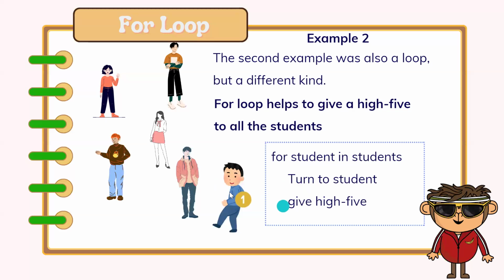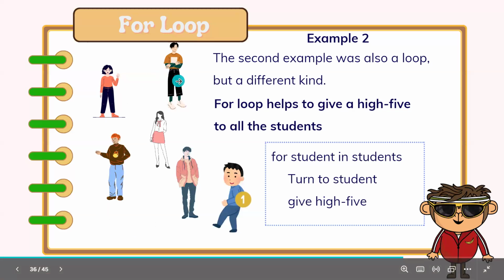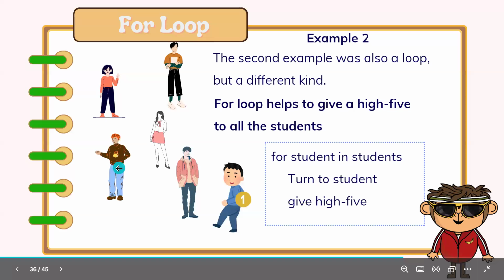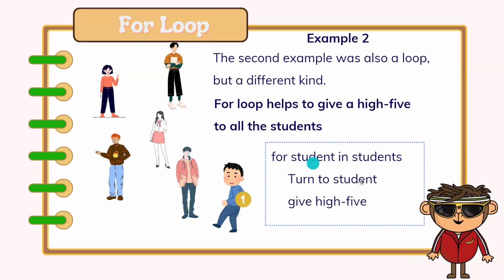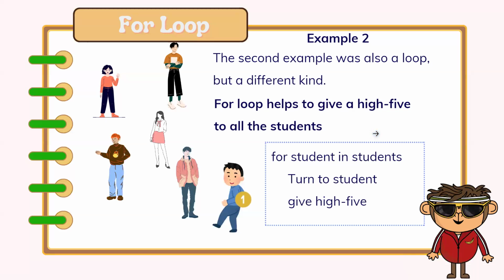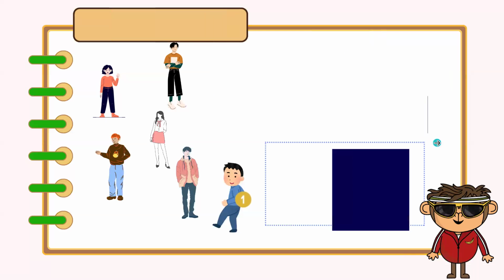Again, the for loop version is also a loop, but with five students it loops five times. First, the number one student will turn to the first student and give a high five, then go to the next student and give a high five, and so on for any particular student in the for loop.